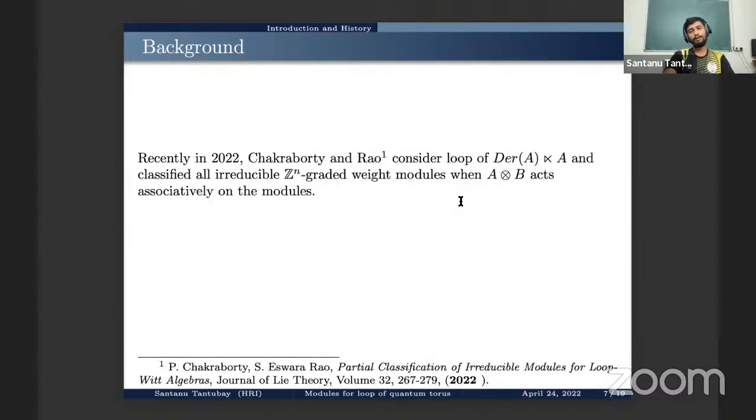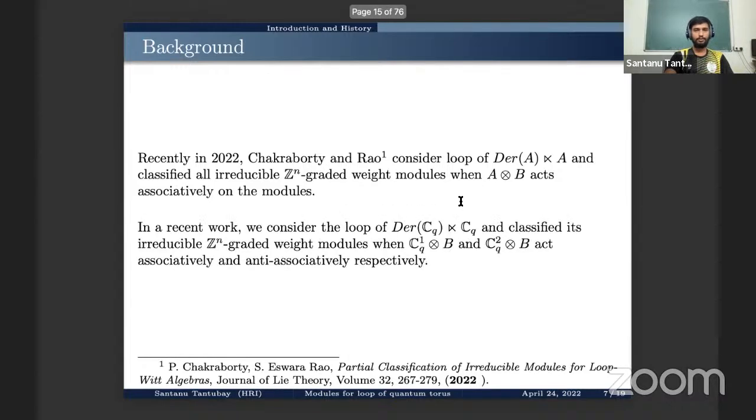Recently in 2022, Chakraborty and Rao considered loop of Der A semidirect A and classified all irreducible Z-graded weight modules when the action of A tensor B on the modules is associative. Now we ask the similar question for the rational quantum case. So in a recent work, we considered the loop of Der C_Q semidirect C_Q and classified its irreducible Z-graded weight modules when C_Q1 tensor B acts associatively and C_Q2 tensor B acts anti-associatively. Later we will define what C_Q1 and C_Q2 are.